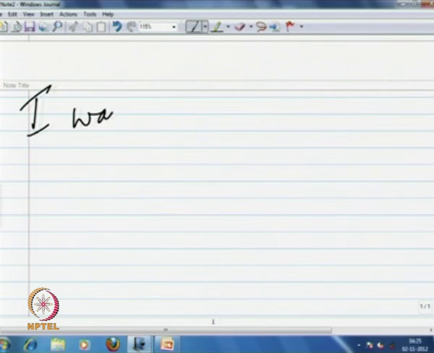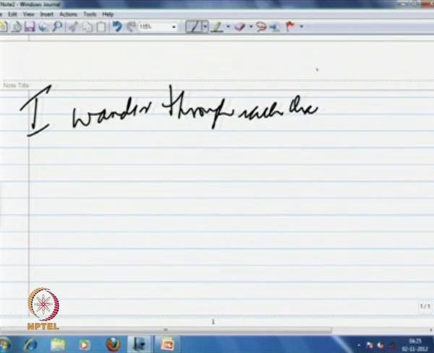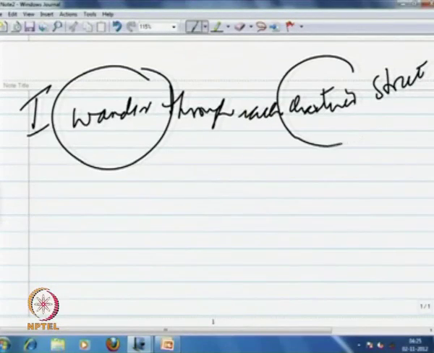stanza here. I wander through each chartered street. Now, I wander through each chartered street. When we do a structuralist analysis, we are going to find binary opposites in the first line itself.